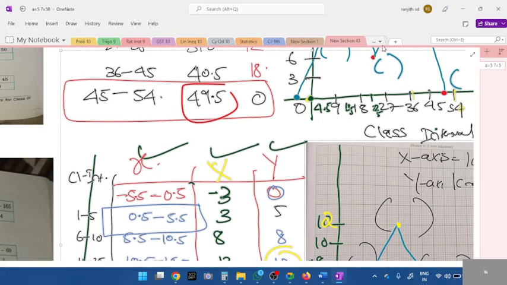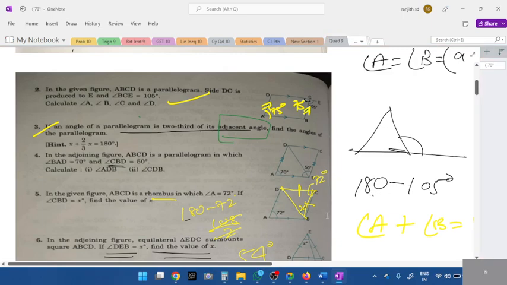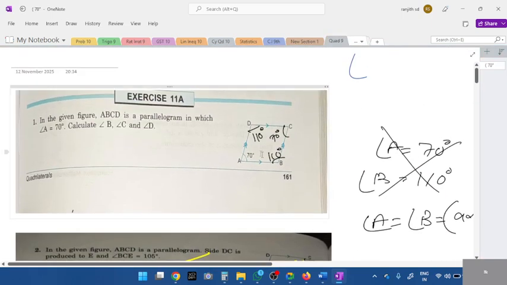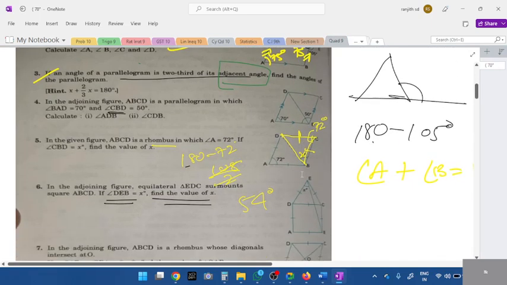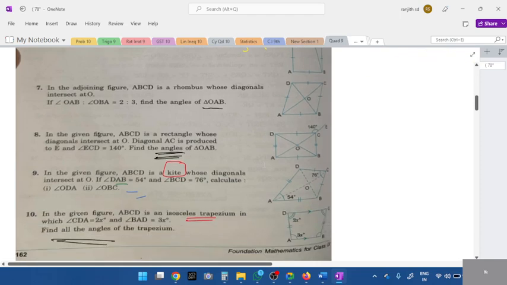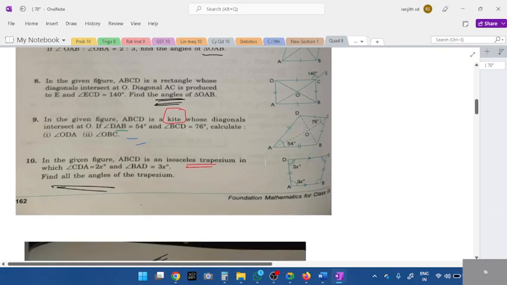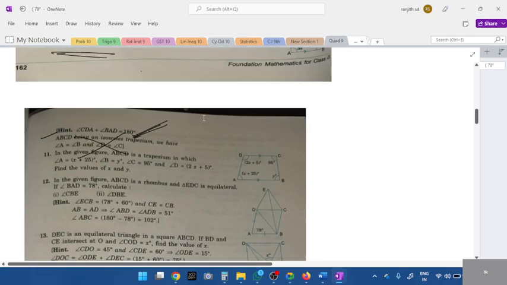Okay, next, which chapter is that? Can you tell me the chapter name? It comes in which one? Quadrilateral, right? All of you will remember this. Response, students. Do you remember quadrilateral? Diagonal, rectangle. 11th question. You have 11th and which one? 10th and 11th, right?